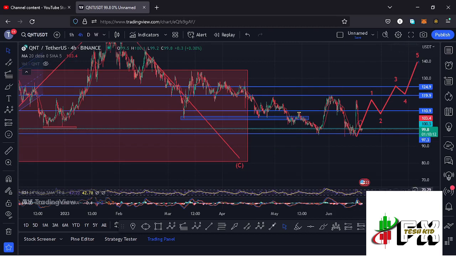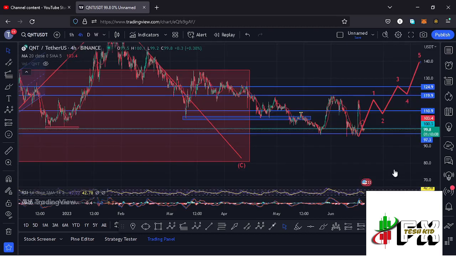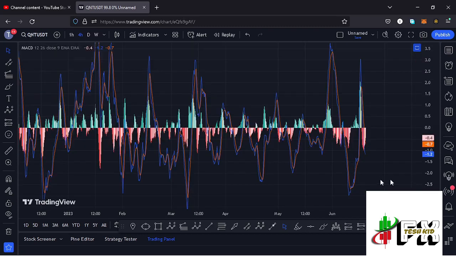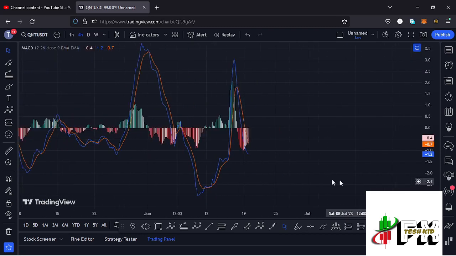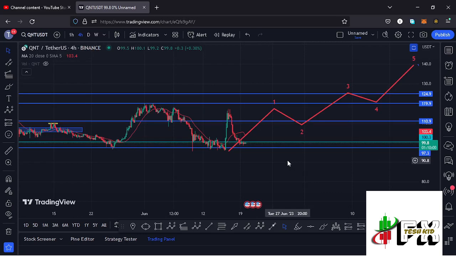Also taking a look at the indicators, on the RSI we are trading at around the 42 mark. On the MACD, we have been able to print a bearish cross. So let's be patient and see how that plays out, and I'll be keeping you updated.